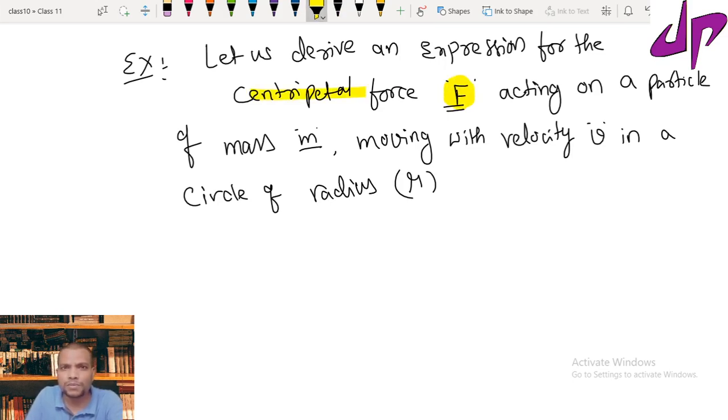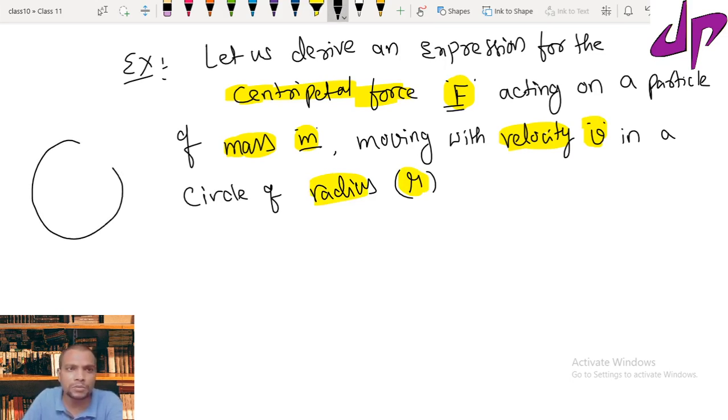So a centripetal force is acting on a particle of mass small m, and the particle is moving with a velocity v in a circle of radius small r. So this is the situation of a force on an object moving in a circular path, the circular path having the radius r. If this object is moving in a circular path, a centripetal force will act on this object.